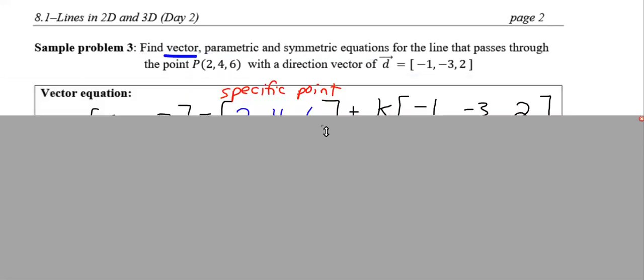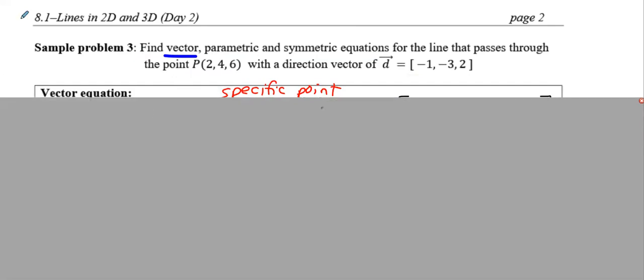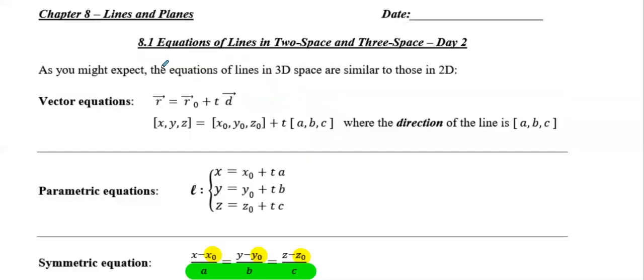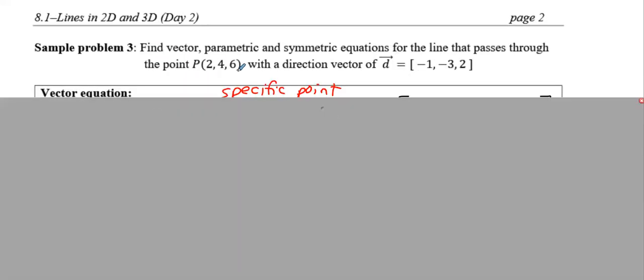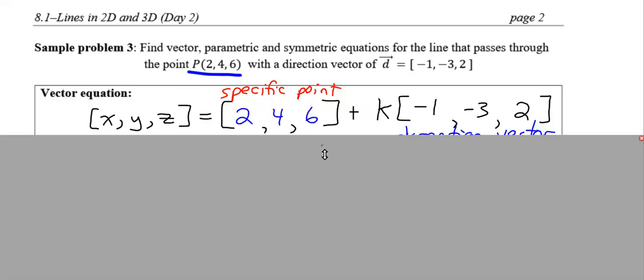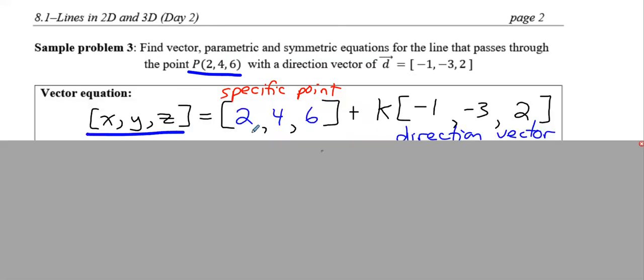So your vector equation has the form like we talked about earlier, right here in component form. So you need a position vector to a specific point and then the direction vector. So we have a specific point. That's pretty straightforward. So there's the generic component form. There's the specific position vector to the specific point. Direction vector is already given to us. All we need to do is put in a parameter.